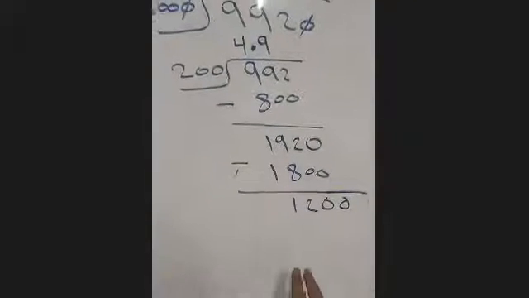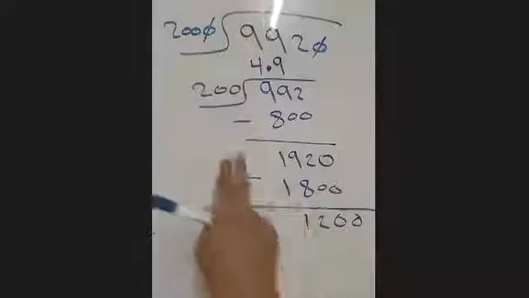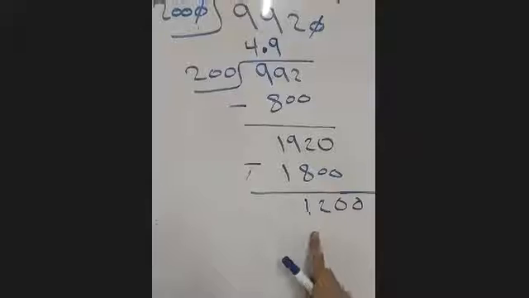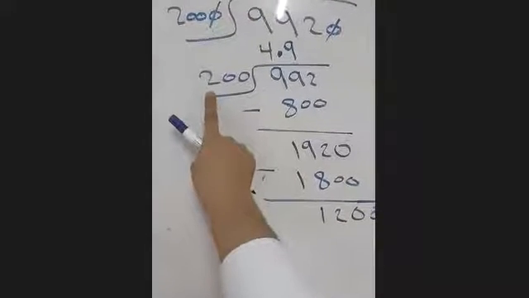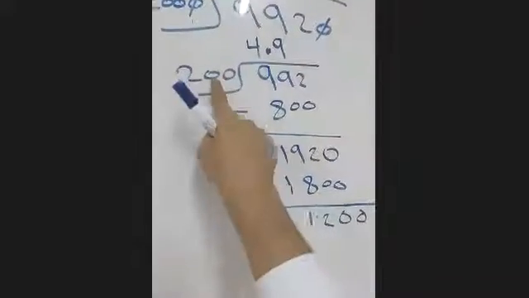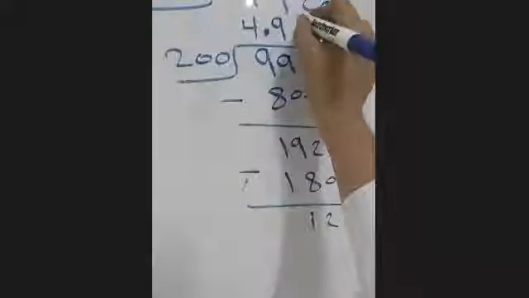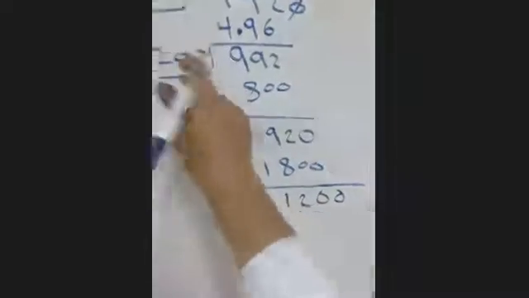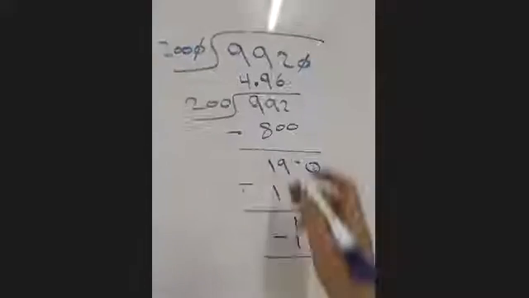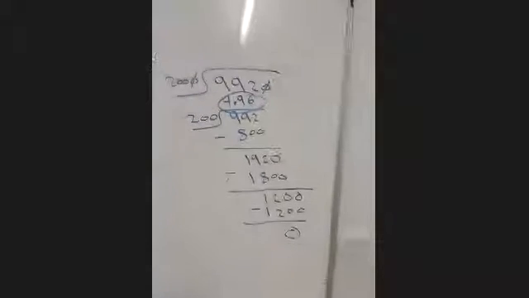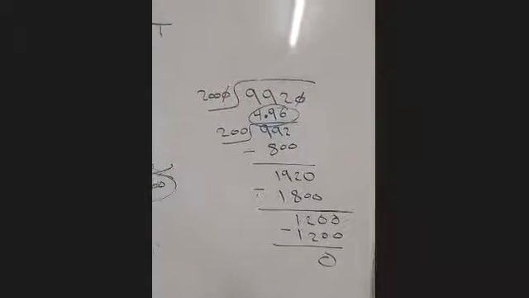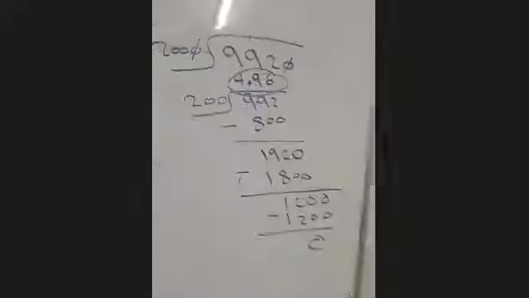Now 1200 divided by 200, search about 12 and 2. 12 divided by 2 is 6. But I have 2 zeros, right? 6 times 200 is 1200. So the answer is 4.96. See it? 4.96. Okay? This is how we divide.